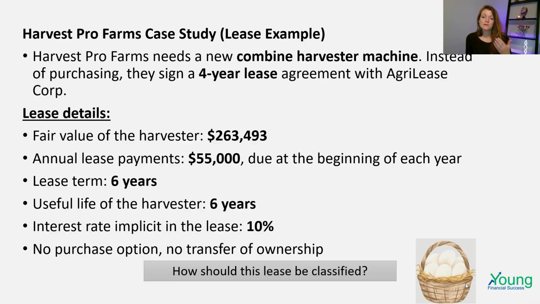The lease term is for 6 years, so they're making 6 of these $55,000 payments. The useful life is 6 years. The interest rate implicit in the lease is 10%, so that's what we'll use for calculating the present value. No purchase option and no transfer of ownership has been agreed upon.